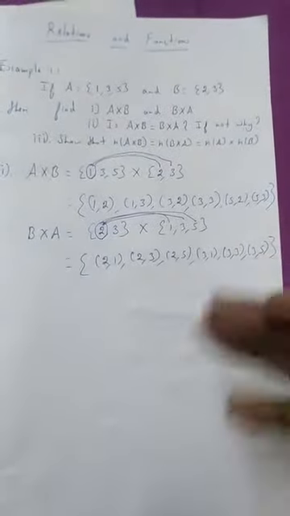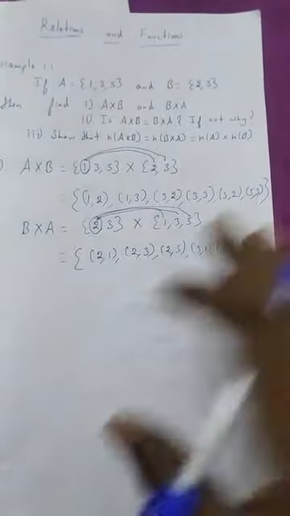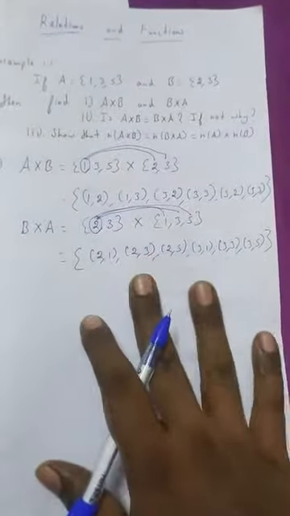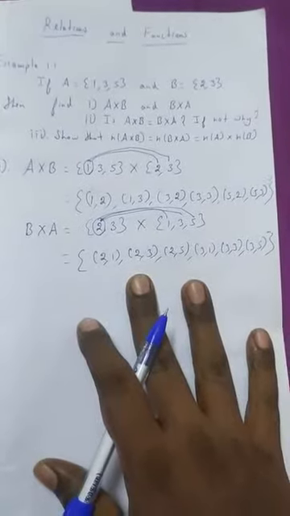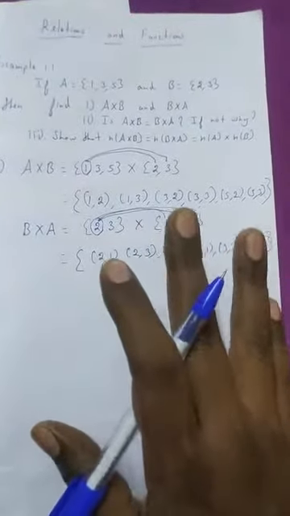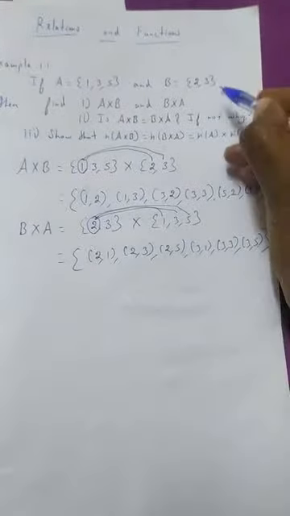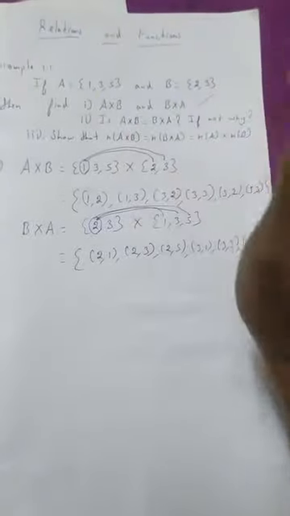In our next examples and in our exercise problems, we have to find so many Cartesian products. So these are very important steps, right? We have to know how to find the Cartesian product, right? Okay. Now the first subdivision is over. That is A cross B and B cross A.